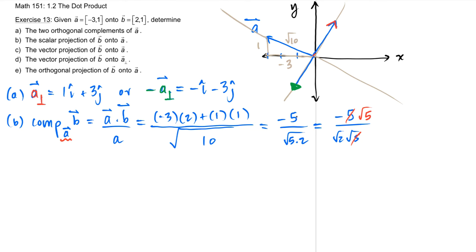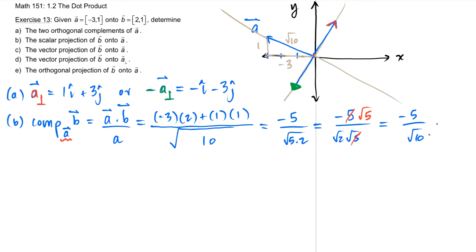So you can either leave it as negative 5 over root 10 or negative root 5 over root 2, depending on whether you want to leave radicals in the denominator or not. You could also multiply by the square root of 10 over root 10 on the top and the bottom to simplify the radical. I'm going to leave it as negative 5 over root 10 though.